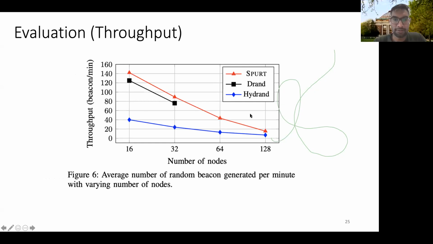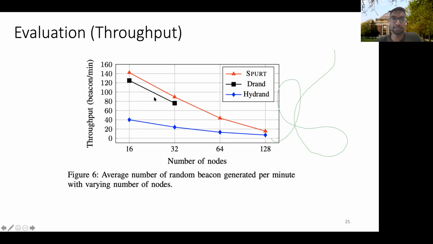So these are new. This is the evaluation. For DRAND, the red curve is the SPURT curve. We run up to 128 nodes, and this is beacons per minute. For example, for 64 nodes, we see about 42 beacons per minute.